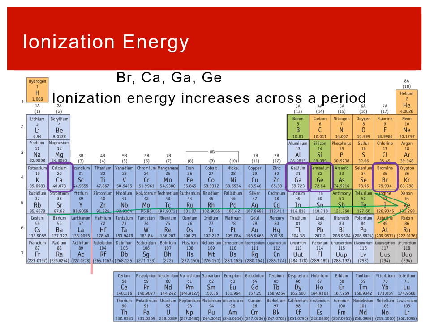So if the question was in decreasing order, I know that whatever's closest to the noble gases is going to have the highest ionization energy. So bromine, then germanium, then gallium, then calcium. And I can be confident that this makes sense, right?